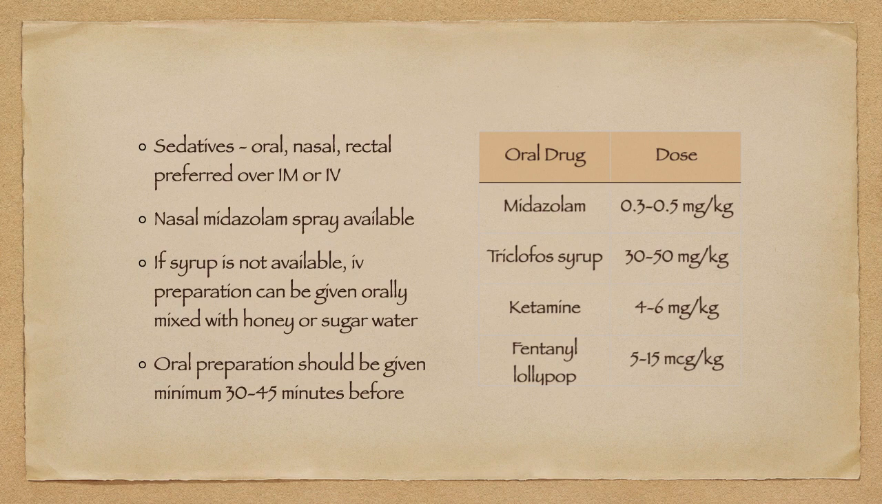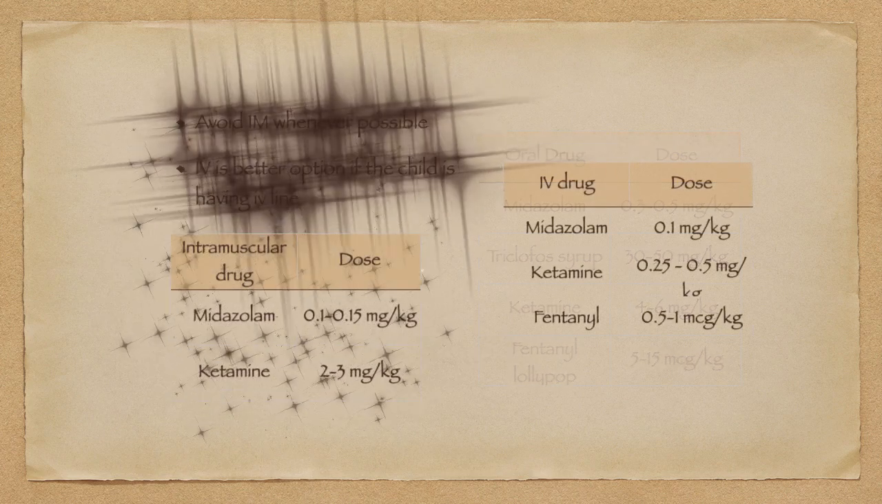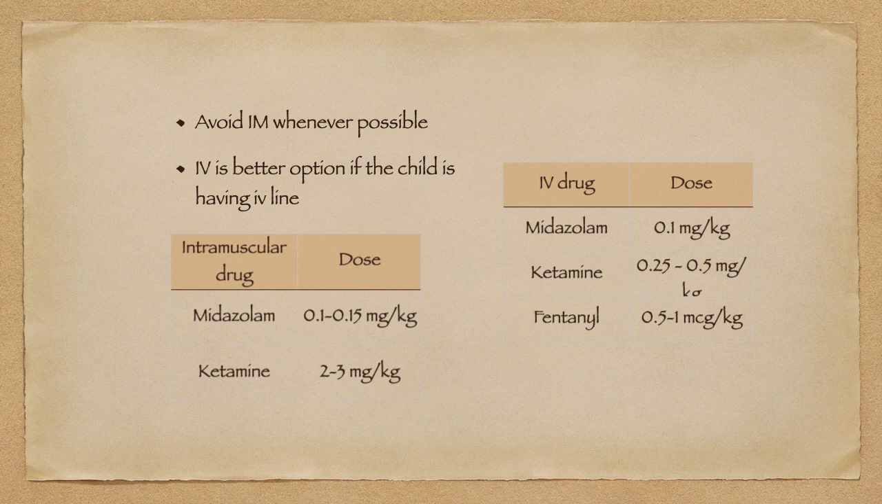So midazolam 0.3 to 0.5 mg per kg, trichlorphos syrup 30 to 50 mg per kg, ketamine 4 to 6 mg per kg, and fentanyl lollipop 5 to 50 microgram per kg. Those were the doses. Avoid IM whenever possible. IV is a better option if the child has an IV line.